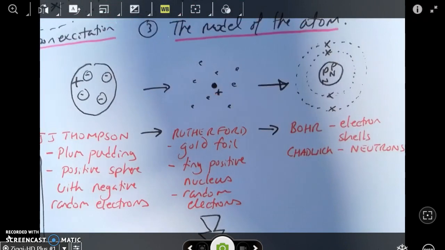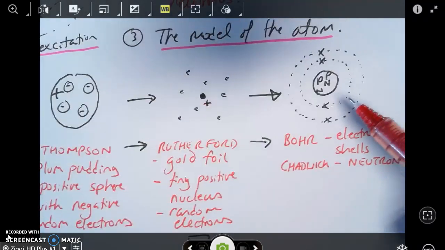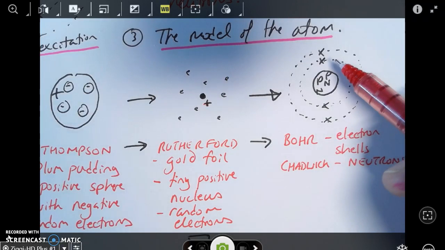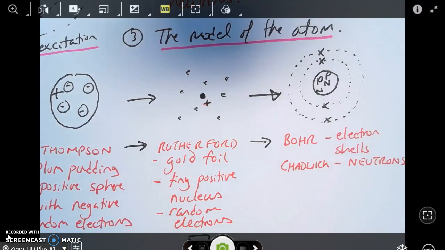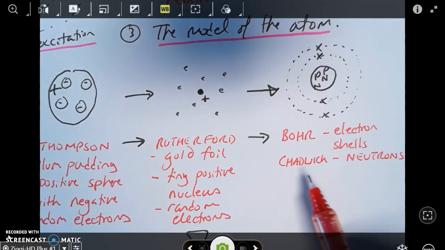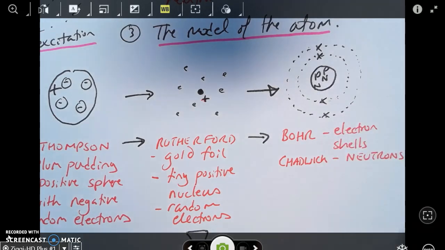The final development of the atom, or our model of the atom, was done by Niels Bohr, and he came up with the model that you're used to today, when he worked out that the electrons must sit in these shells at specific distances from the nucleus. The final bit of the puzzle was when Chadwick discovered neutrons, which also sat in the nucleus.